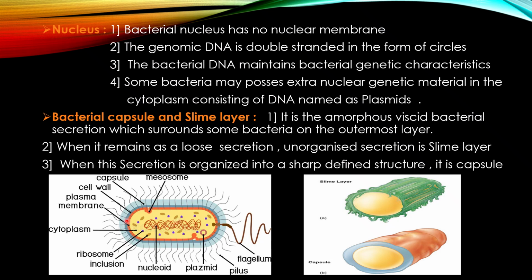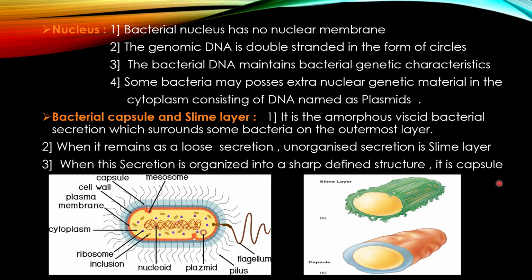As you can see, this is the outermost layer, and it may be present loose, or it may be organized and sharp. When it remains as a loose, unorganized secretion, it is a slime layer. You can see the difference in this picture. Here they are not well organized and appear very loose; when it is like this, you call it a slime layer. In this other picture you can see it is completely well organized, sharp and well defined. Such structures are called capsule.